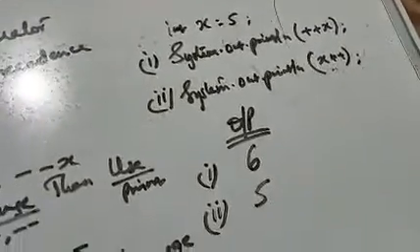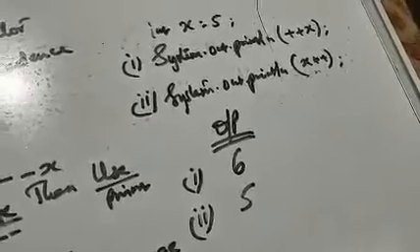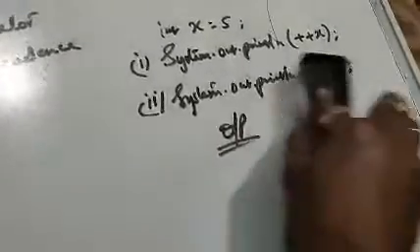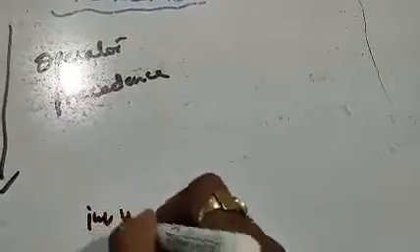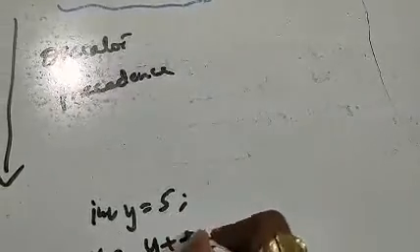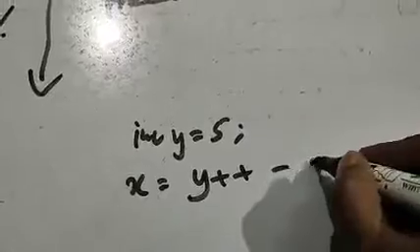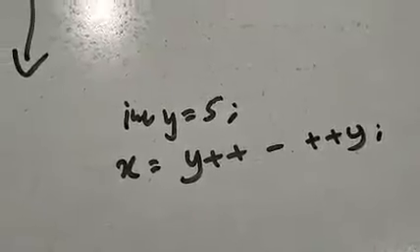One more thing: the plus plus and minus minus, that is, increment and decrement operators to be more precise, always have an impact on the same variables that are used in an expression. Let us try to understand this one. For example, int y is equal to 5, x is equal to y plus plus minus plus plus y. So what will be the value of x?